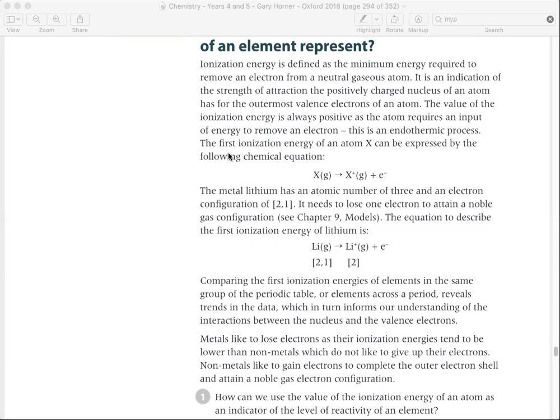Now, what is your homework? You have to draw the shells. You have to draw the orbitals. Then you have to show the electrons with dots, inner electrons, outer electrons, and then you have to remove the electron. This you will do for the first ionization of sodium. Note it down. And this you will do for the first ionization of nitrogen.